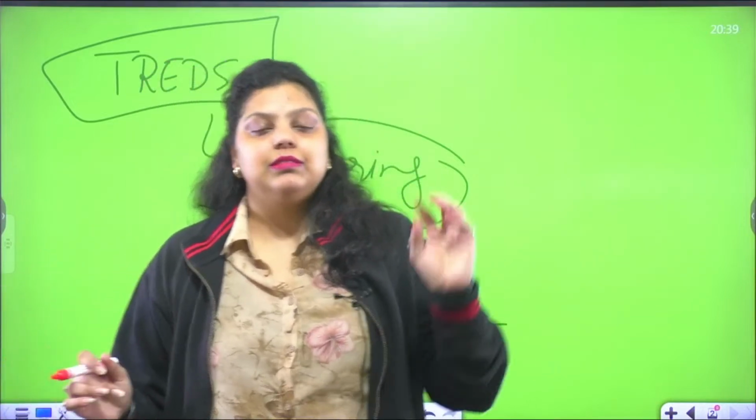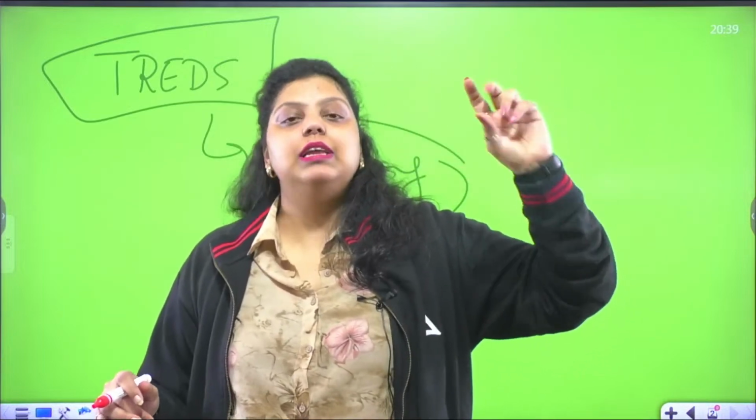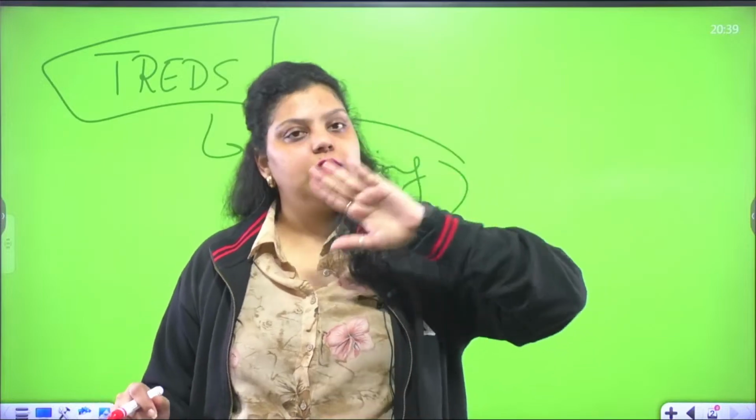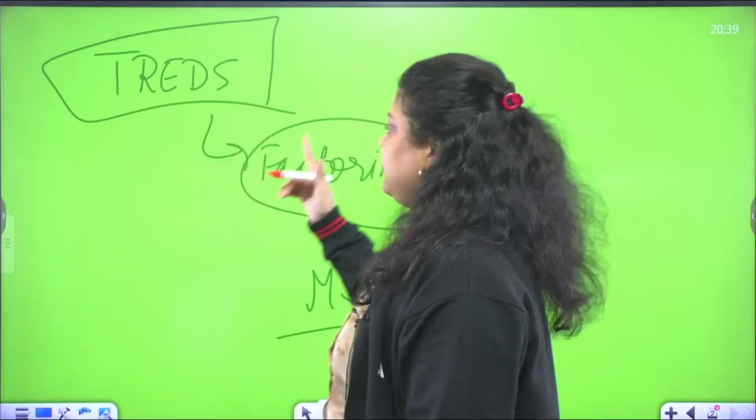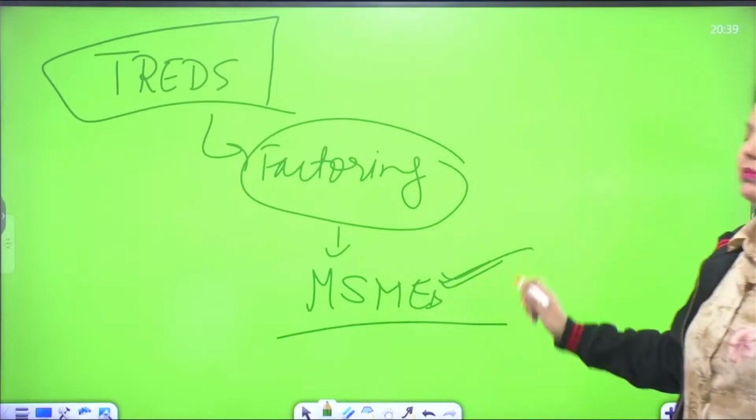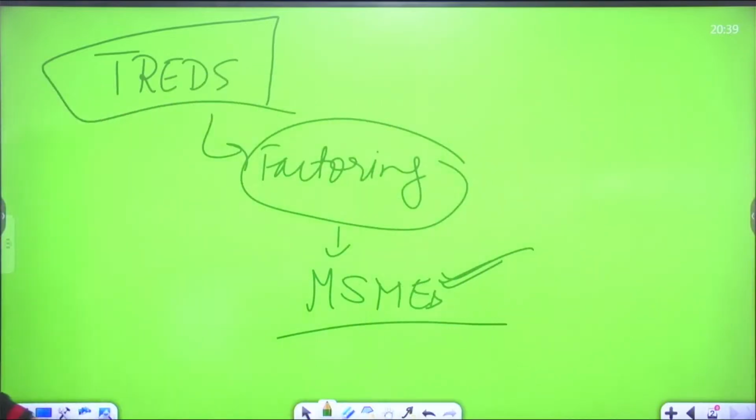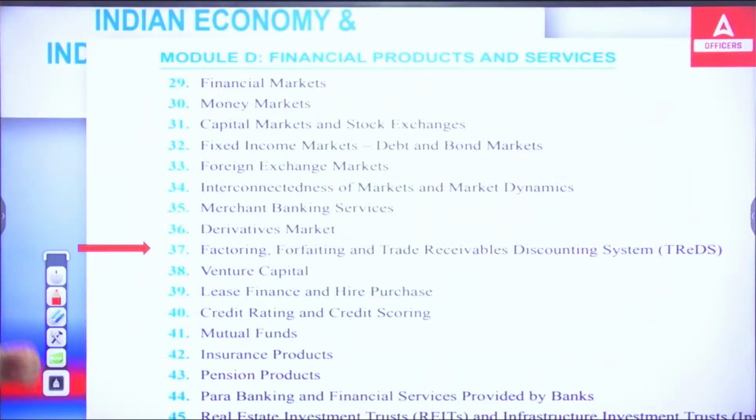So the only difference is this: factoring happens domestically, and it can be international only in certain exceptional cases. Forfeiting will always be international. And TReDS will only be for MSMEs. This is the only difference among the three.